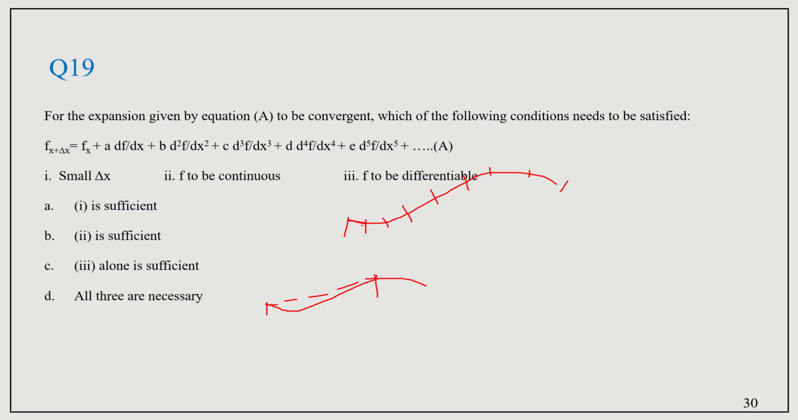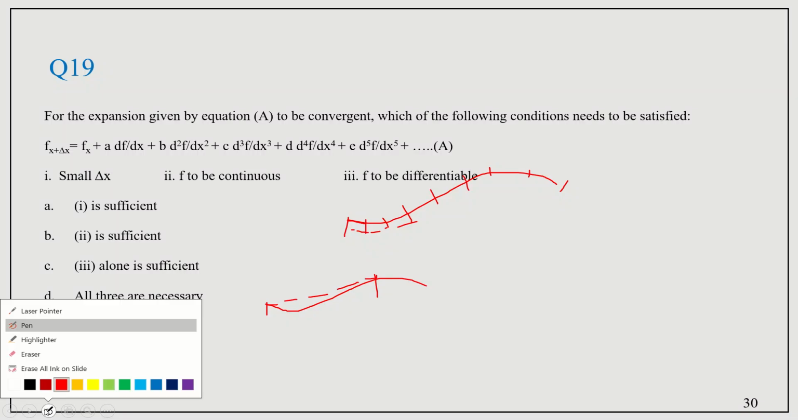Here we are just going from here to here, and we are getting the exact thing. But if delta x is not small, we cannot get the solution. And again, it should be a continuous function and a differentiable function. Only then we can use this. So all three are necessary is the right answer. So for question 19, option D is the right answer.